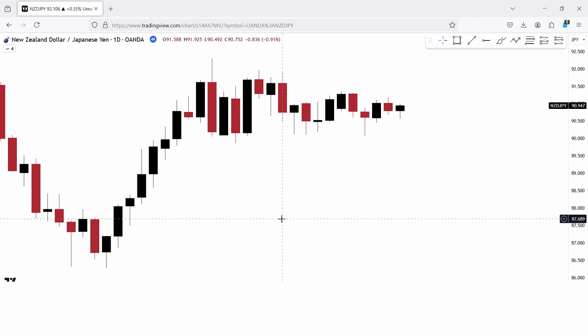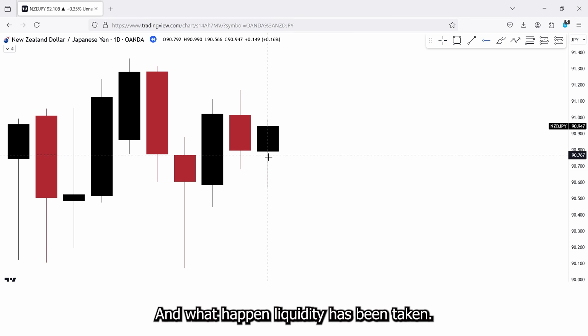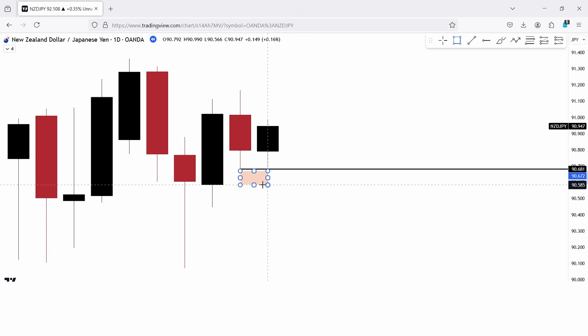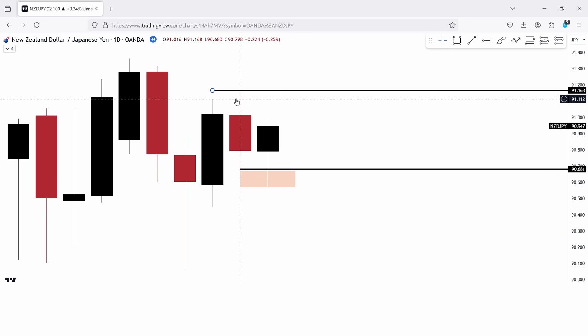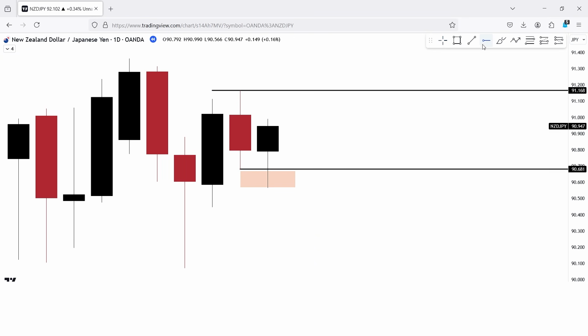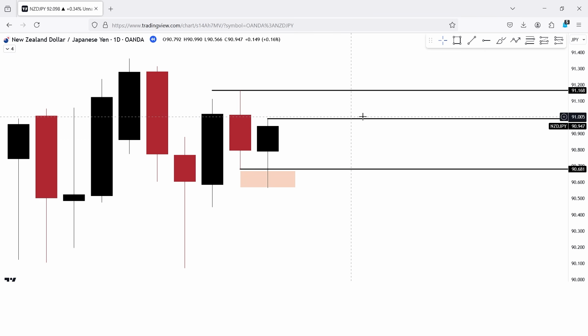So let's talk about instant internal rejection. So what do we have here? We have a bullish candle that's trapped in a bearish candle's range. And what happened? Liquidity's been taken. Price took out the liquidity and closed back inside of this candle's range. So now let's target this candle range's high. So now we have our candle range. So where would our trigger point be? Our trigger point would be in the current candle's high. So this would be our trigger point.